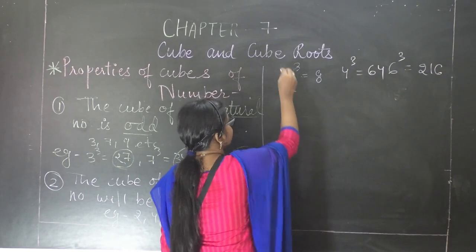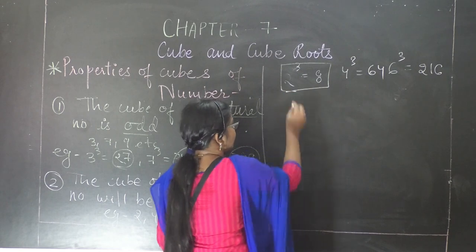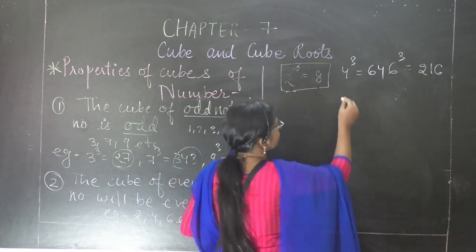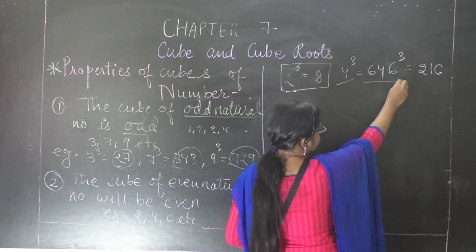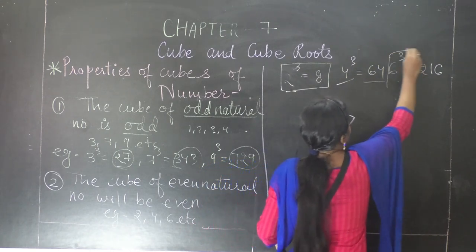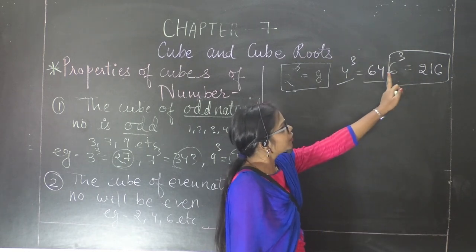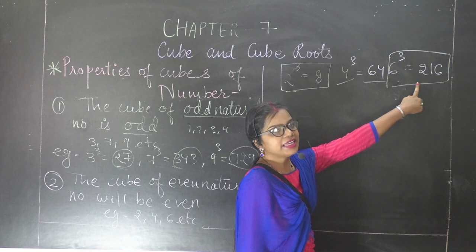This is an even natural number and the cube of an even natural number is always even. Here also it is even, the cube is even only. 6 cube is 216. This is also even and the cube of an even number will always be even.